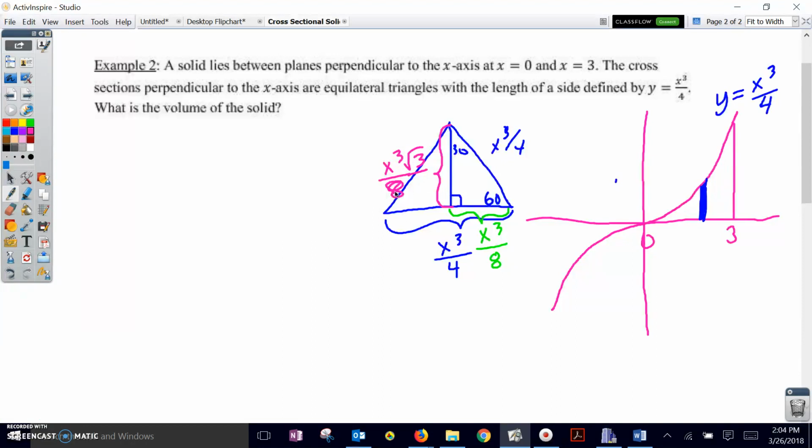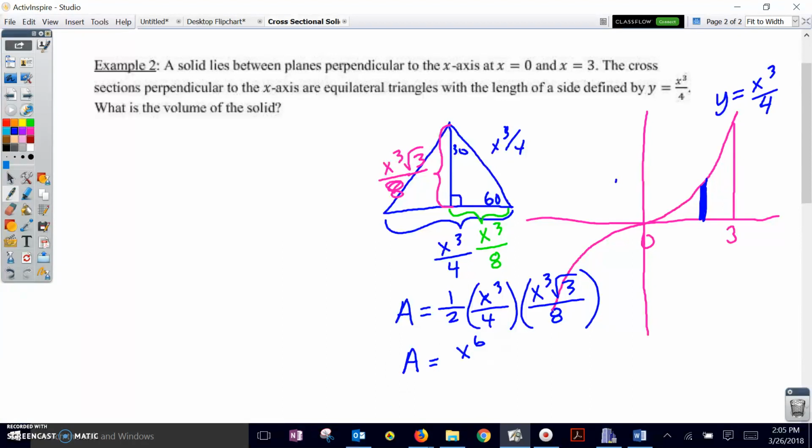Okay, so now the area of this triangle is going to be 1/2 times the base times the height. So our cross-sectional area is going to be 1/2 times the base, which is x to the third over 4, times the height, which is x to the third root 3 all over 8. And this simplifies to an area of x to the 6th times the square root of 3 all over, looks like 64. Okay, and that's a formula for the area of our cross-section.